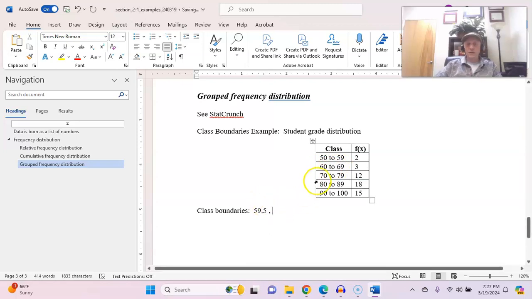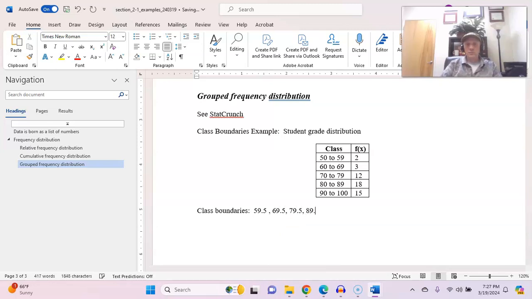Okay, so what would be the class boundary between the D category and the C category? I think you could see it's pretty easy. That would be 69.5. And then these would continue to increase by 10, which, by the way, is the class width, because remember, 60 minus 50 is 10, 89 minus 79 is 10. You can choose any two classes and subtract either their lower or upper limits. That'll give you your class width. And it should be no surprise that the class boundaries are also spaced apart by that same width.